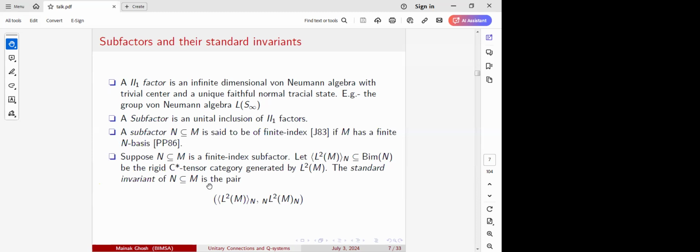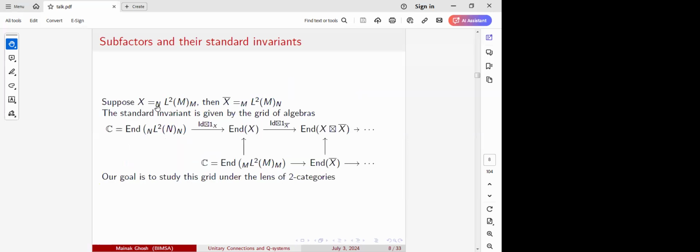Then the standard invariant of this inclusion is defined as the pair where the first component is given by the rigid C* tensor category generated by L^2(M), and the second component is given by L^2(M), where L^2(M) is viewed as an algebra object in this category. Okay. Now, suppose X is the N-M bimodule L^2(M), then it can be shown that the dual object of X is given by L^2(M) but viewed as an M-N bimodule. Now, the data of the standard invariant is basically given by this grid of finite dimensional C* algebras.